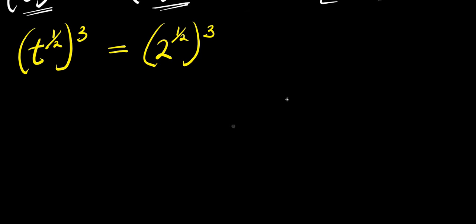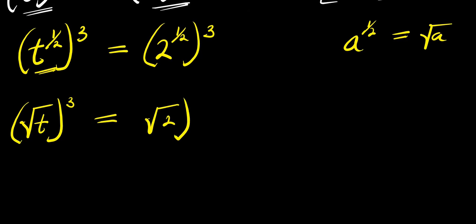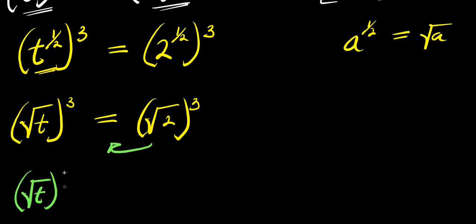So right now, consider this identity. If you have a^(1/2), this equals square root of a. So t^(1/2) is the same thing as square root of t, raised to the power of 3, equals 2^(1/2), the same thing as square root of 2, raised to the power of 3. From here, I can decide to move this over here. It becomes negative. So I have square root of t raised to the power of 3 minus square root of 2 raised to the power of 3 equals 0.